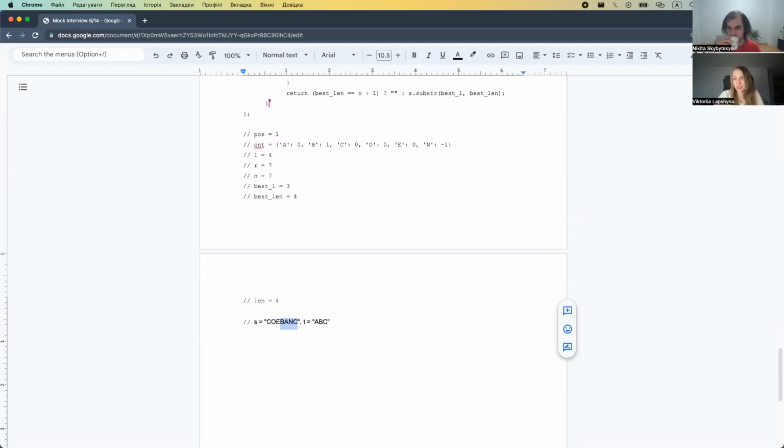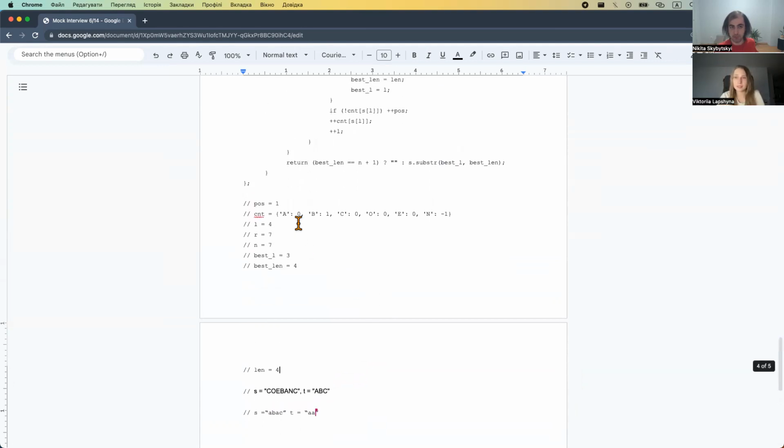Okay, it's great. I was thinking maybe we could quickly do a short example with duplicates. I don't know, let's say S is A, B, A, A, B, A, C, and T is say AA. Something like that. Just quickly to go over different cases.